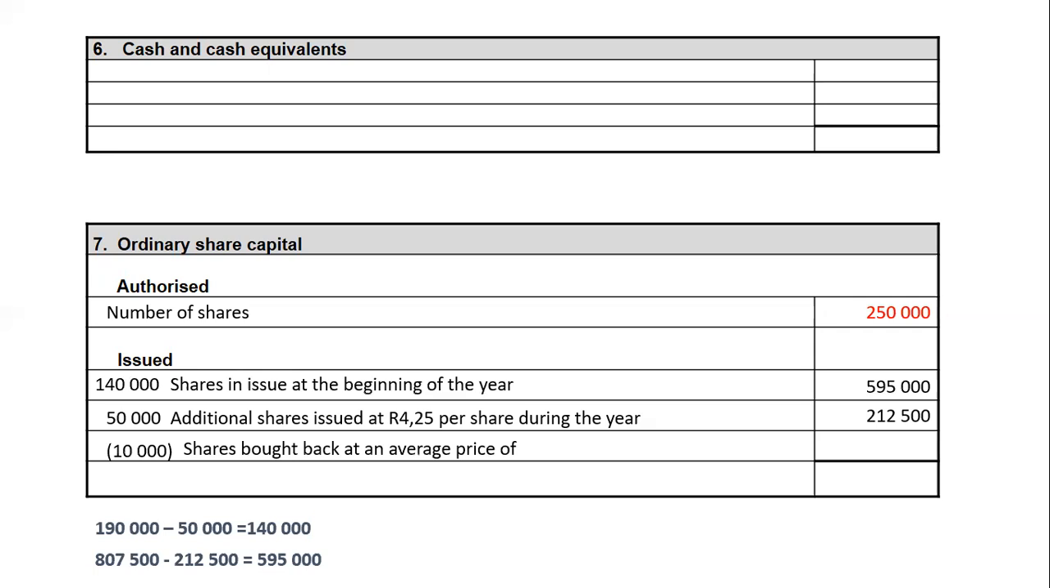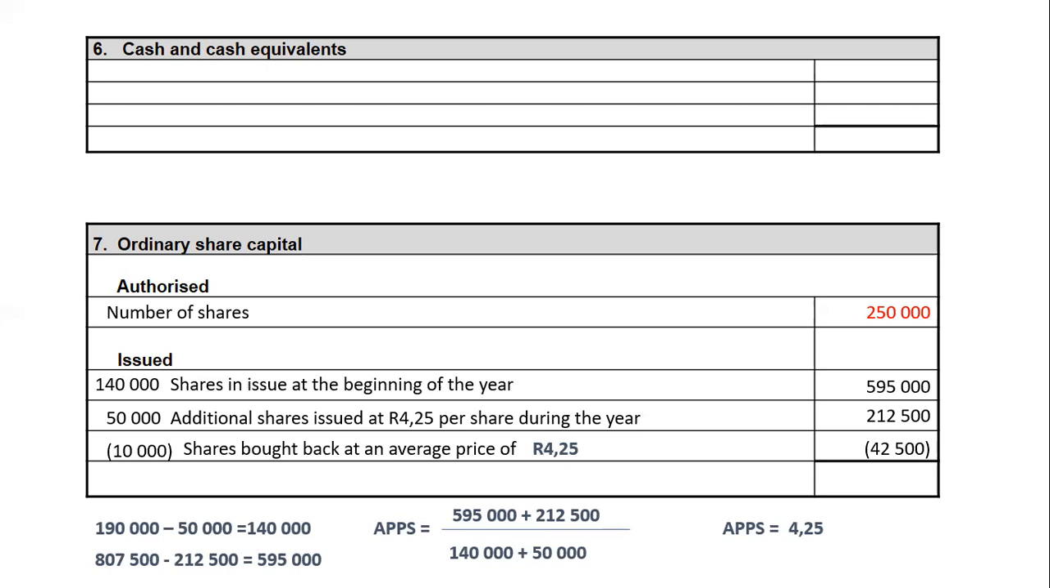In this case, our ordinary share capital at that specific date when we bought back the shares was 595,000 plus 212,500. That is our share capital. And our number of shares will be 140,000 plus 50,000 shares. That will give me my average price per share of 4 Rand 25 cents. That will be the original cost, meaning that I issued these shares at 4 Rand 25 cents. Obviously, that will give me 42,500. That is the money that I originally received for these shares.